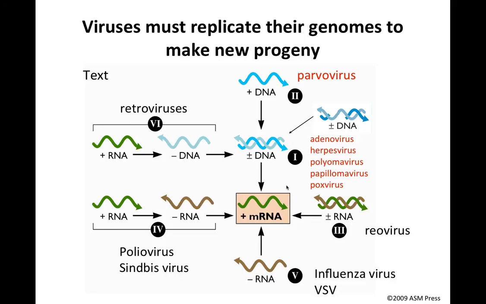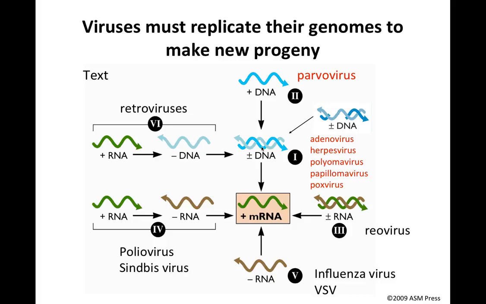And here again is the famous Baltimore scheme, which I love so much, which organizes the 7 different kinds of viral genome according to their pathway to messenger RNA, which of course all viruses have to make for translation by the cellular protein synthesis apparatus. Today we're going to talk about viruses with single-stranded and double-stranded DNA genomes.